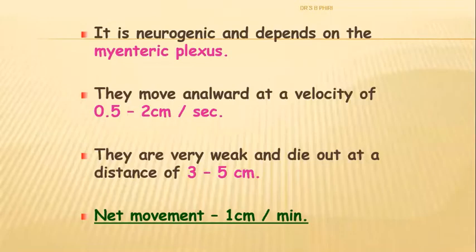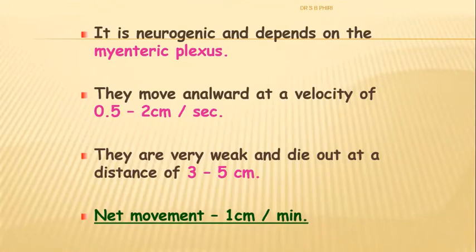So the movement is anal-ward, or aboral, at a velocity of 0.5 to 2 centimeters per second. That's the velocity at which the bolus is going to be moving. So after 1 second, it will cover a distance of 0.5 to 2 centimeters. They are very weak and they'll die out at a distance of 3 to 5 centimeters. So each peristaltic contraction that has been initiated will die off at a distance of 3 to 5 centimeters.